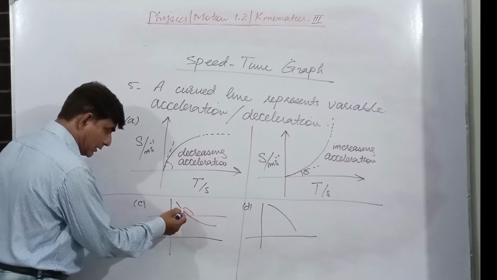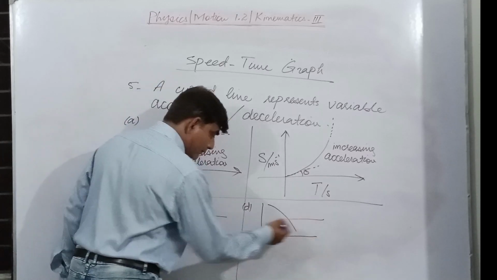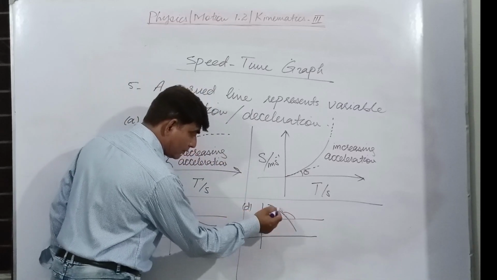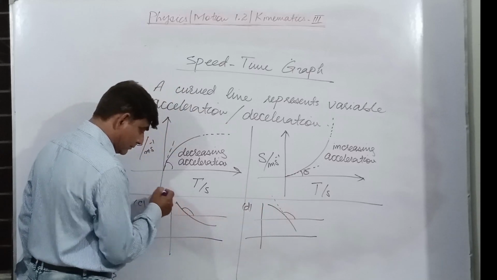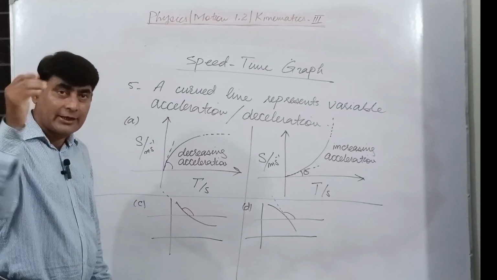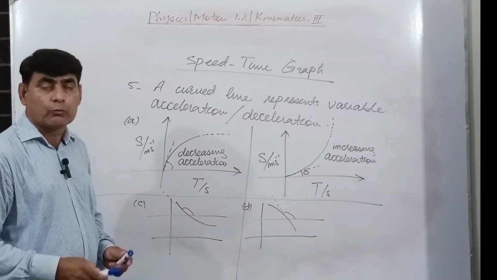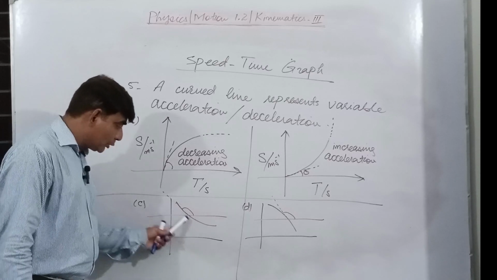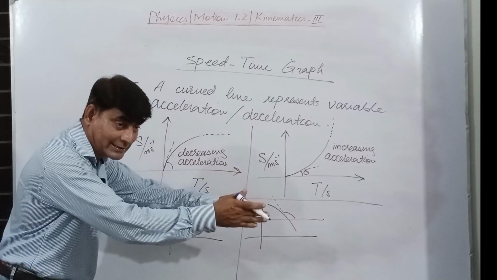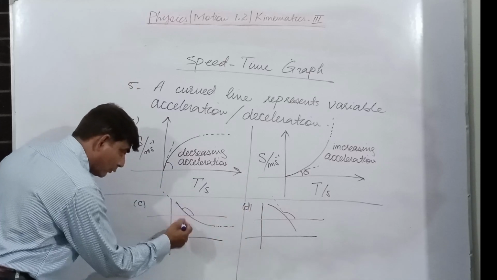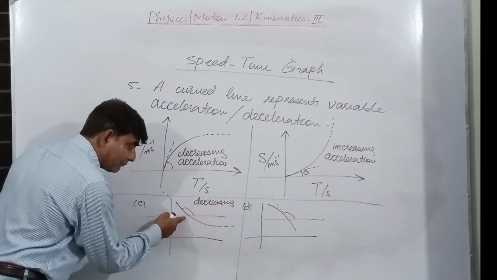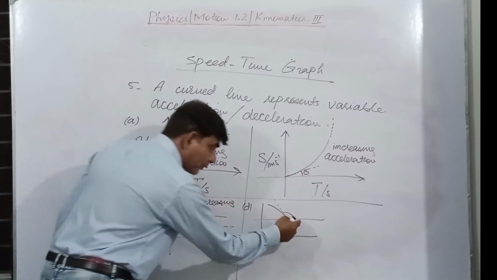Suppose this angle is greater than 90 degrees. For greater than 90 we use the word deceleration or retardation. But what is the shape of a curve? It is going to be parallel to the x-axis, meaning to show decreasing, we use the word decreasing.